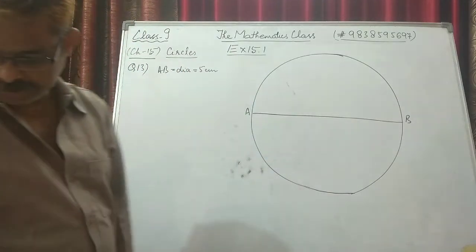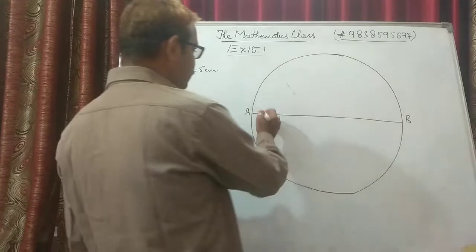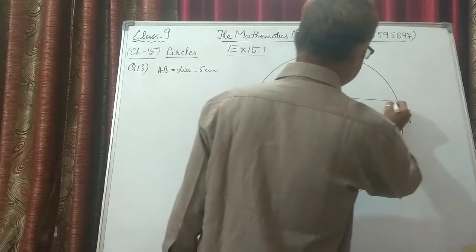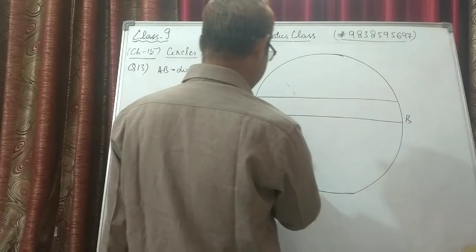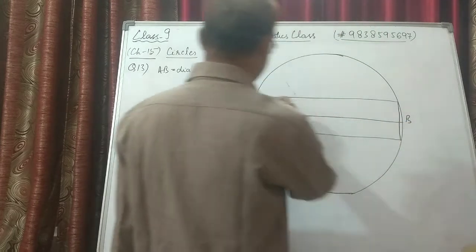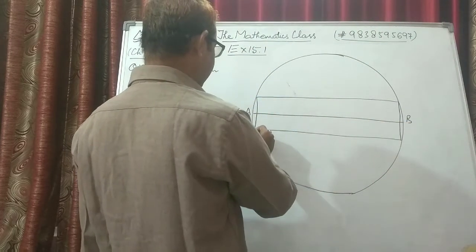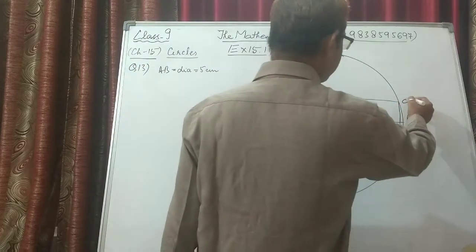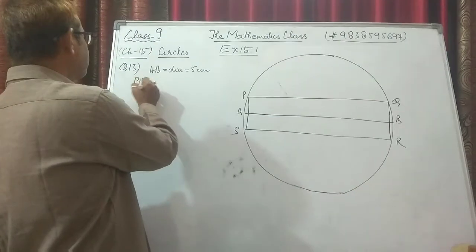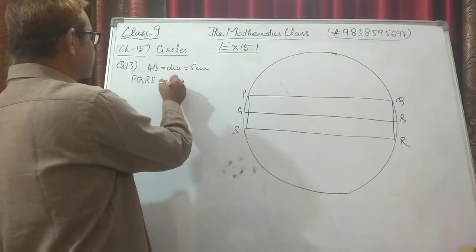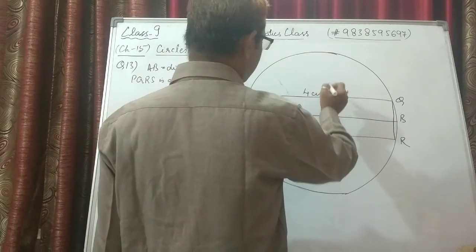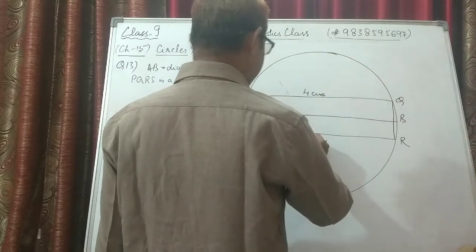Now they say a rectangle with one side 4. 4 means this will be something nearer to the diameter. So this is a rectangle. Something like this is your rectangle. Naming the rectangle as PQRS. Now PQRS is a rectangle. Let's say its one side PQ is 4 centimeters in length.